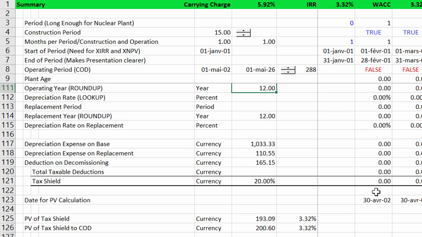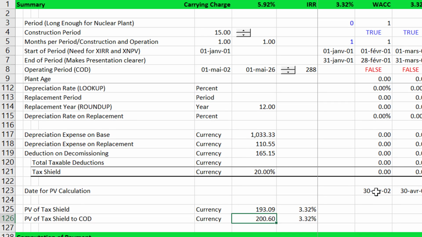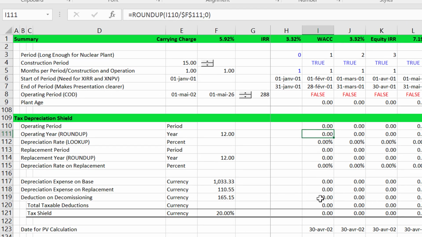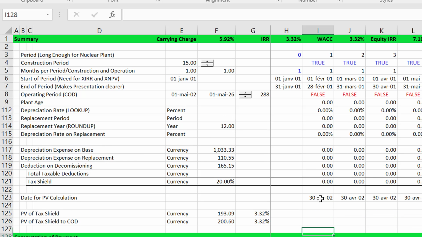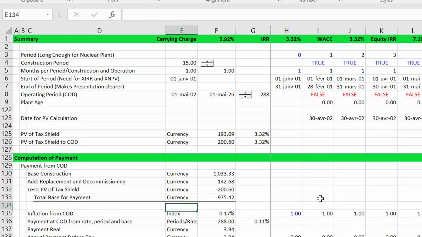So then we take our present value of our tax shield in the same way, and when we do the present value of the tax shield, we have to take the depreciation on the replacement and the decommissioning. Notice how I put a period in here and said we have to use a roundup for the period, and then use the lookup function for the depreciation and divide it by the number of periods. Then we put all our stuff together.